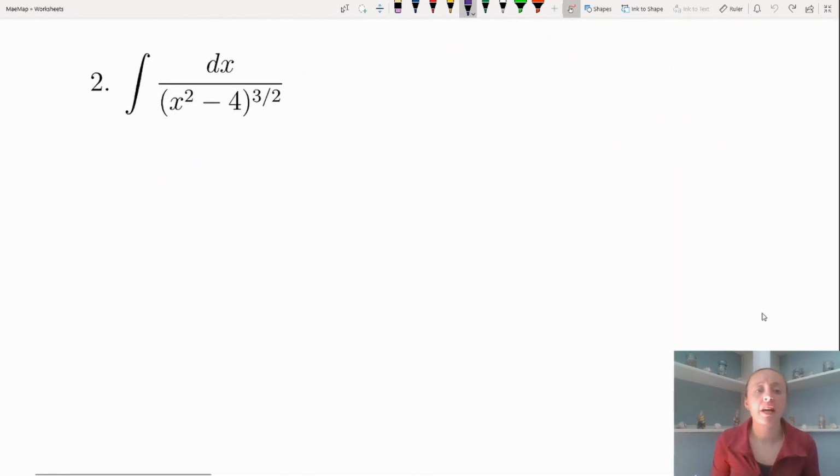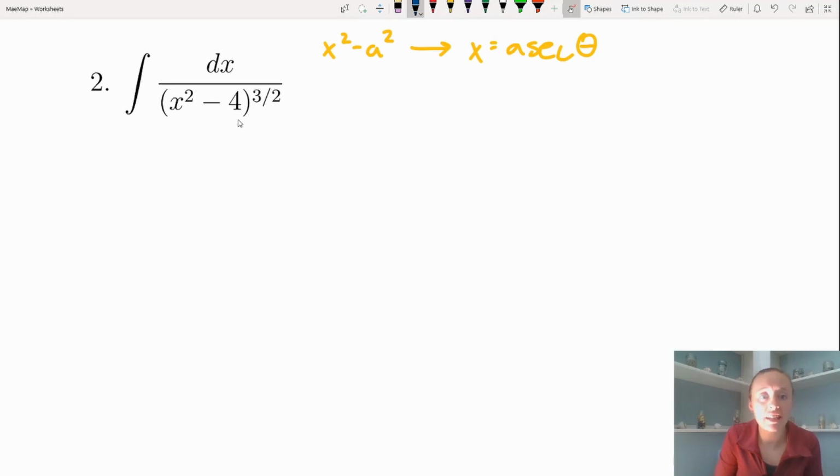So for number 2, we have dx over x squared minus 4 to the 3/2. What is that sum or difference we're looking at? We're looking at an x squared minus an a squared. When we have x squared minus a squared, what substitution do we need? Well, this is part of step 1, identifying that proper substitution. And that substitution is going to be that x equals a secant of theta. So knowing that, a in this case is going to be 2 because 2 squared gives us 4.